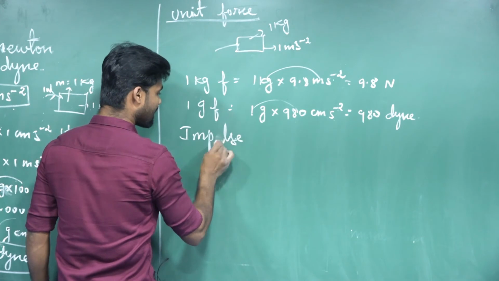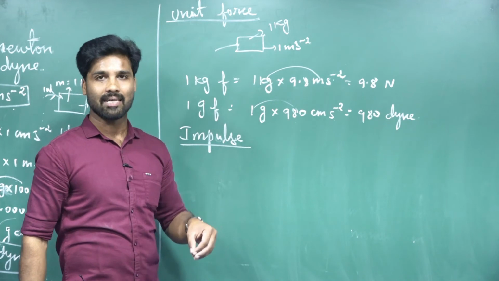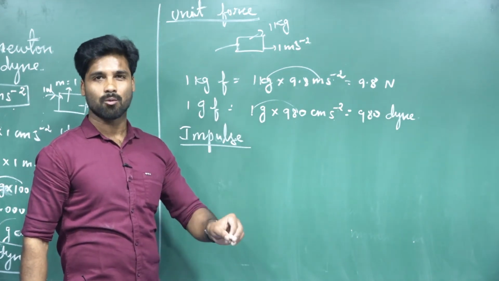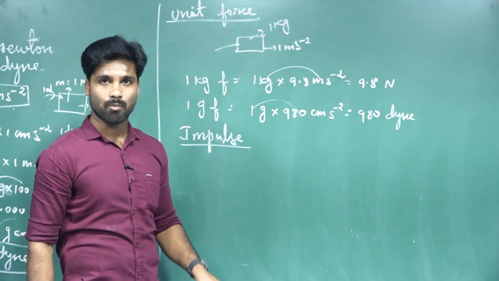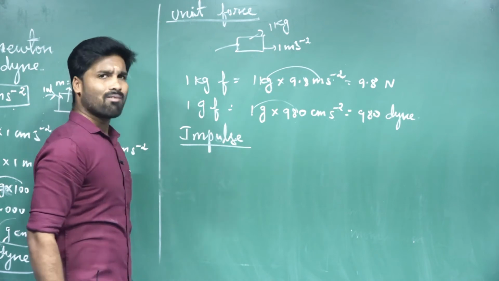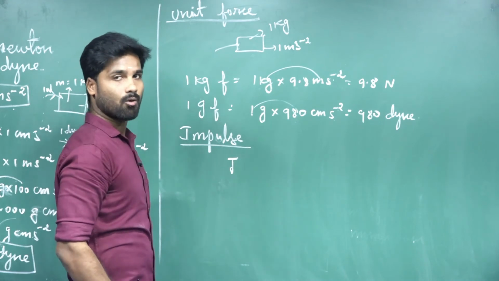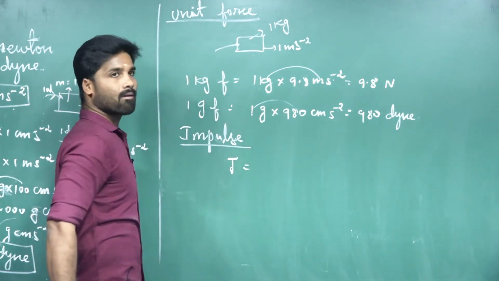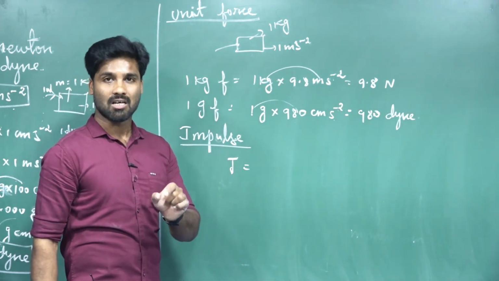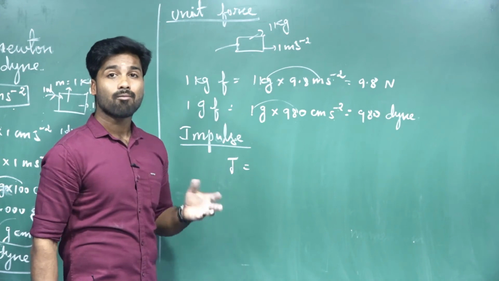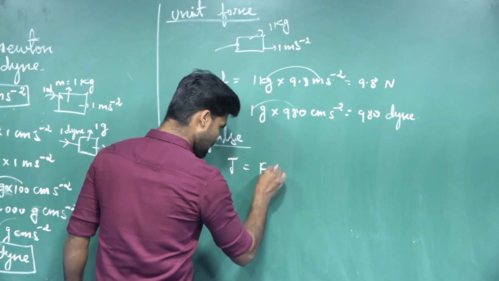Impulse is nothing but, dear students, a large force acting for a very short time. That is said to be impulse. Okay, which symbol denotes the impulse? The symbol J denotes the impulse. Let us consider the force acting on your body, F, for a short time T. The product of force and time is said to be impulse.